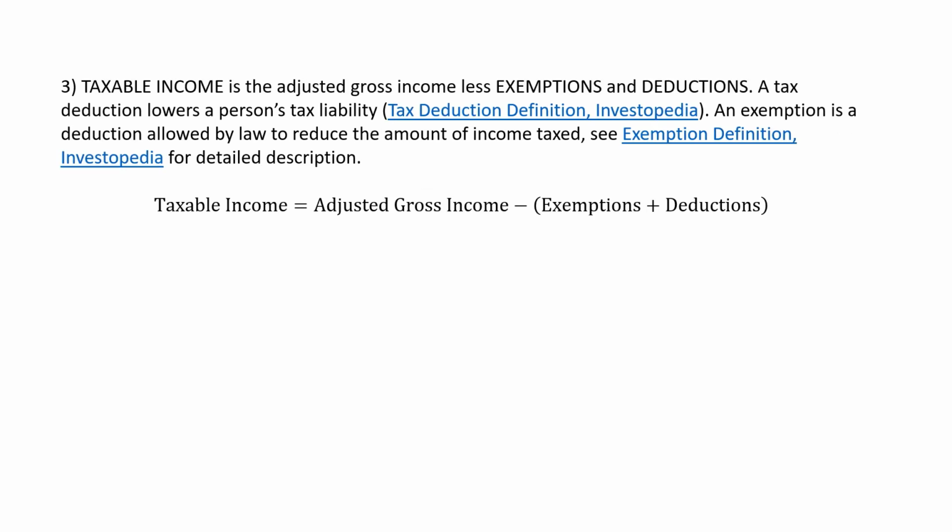And finally, taxable income. Taxable income is the adjusted gross income less exemptions and deductions. A tax deduction lowers a person's tax liability. An exemption is a deduction allowed by law to reduce the amount of income taxed. For a detailed description, see the exemption definition at Investopedia. We compute taxable income as adjusted gross income minus the sum of exemptions and deductions.